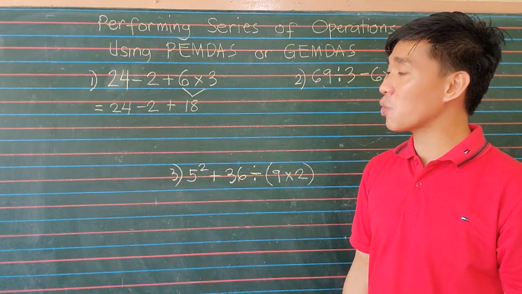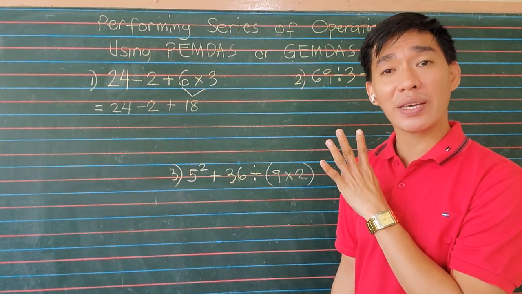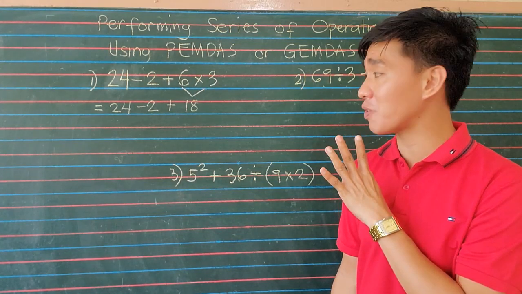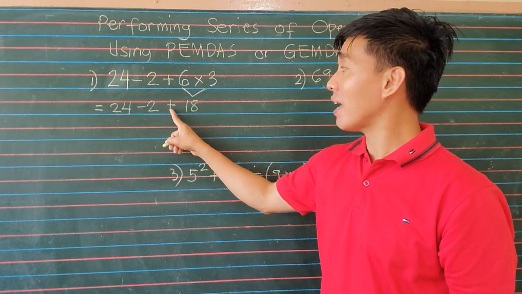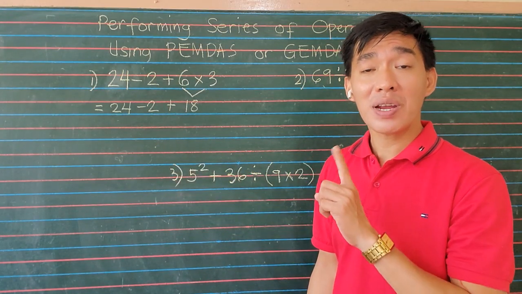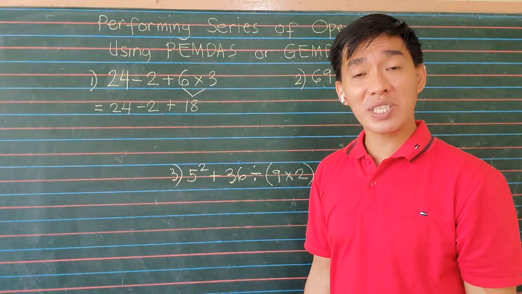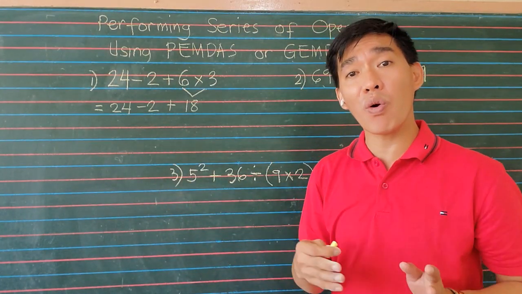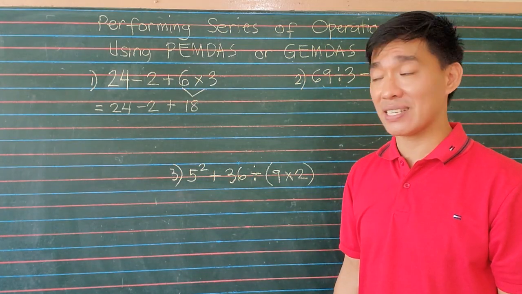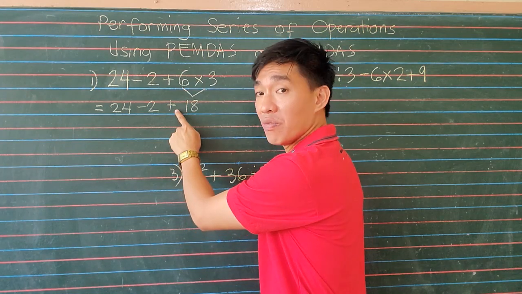Now let's proceed to our fourth step. Our fourth step is check if there's addition or subtraction. In this case, we do have subtraction and addition. Remember that if we do have subtraction and addition, whichever comes first from left to right order will be done ahead. In this case, subtraction is ahead of addition.